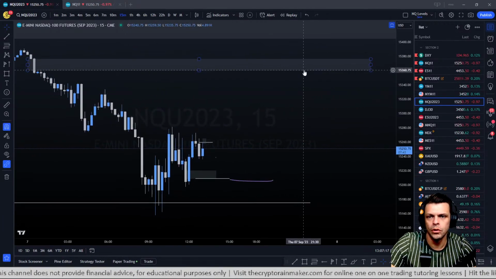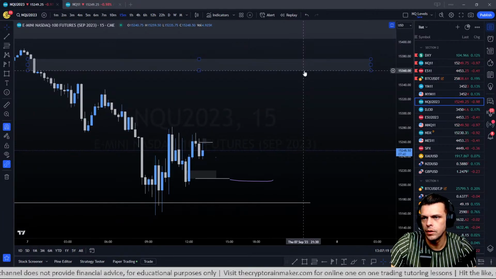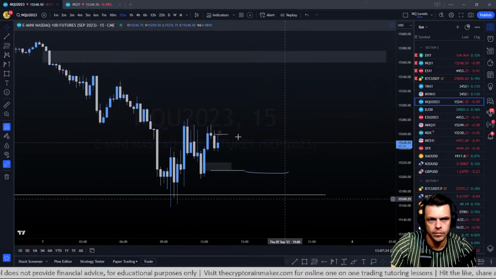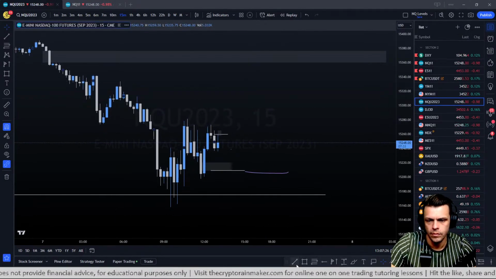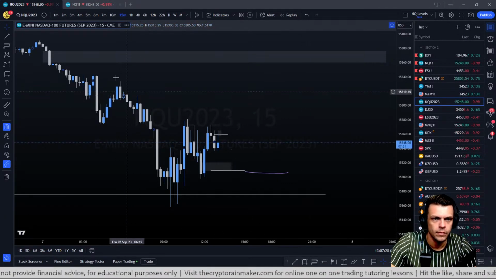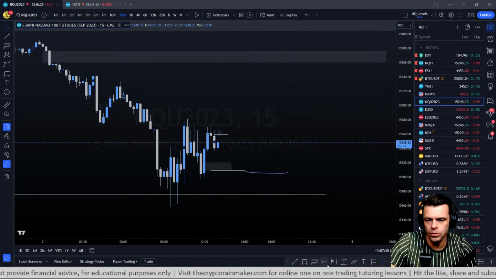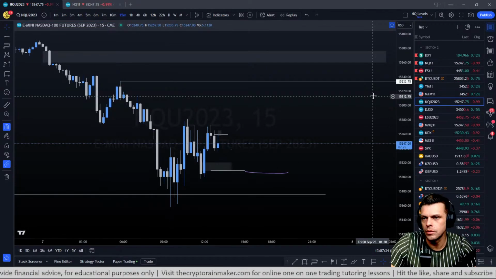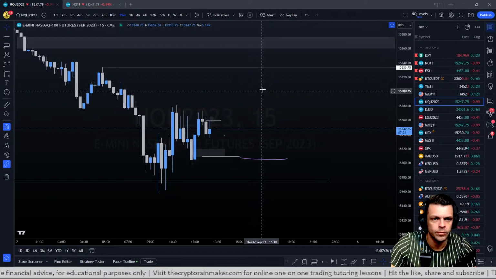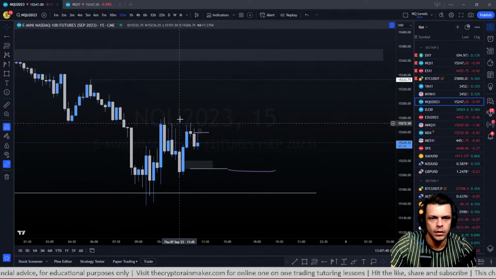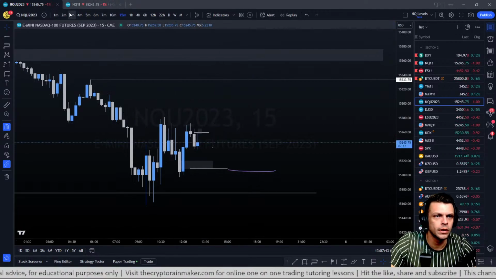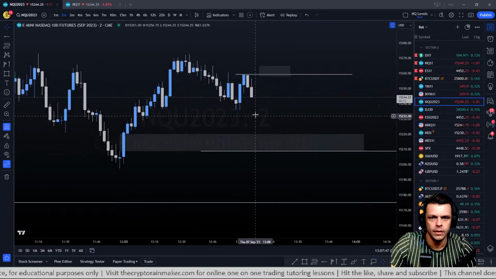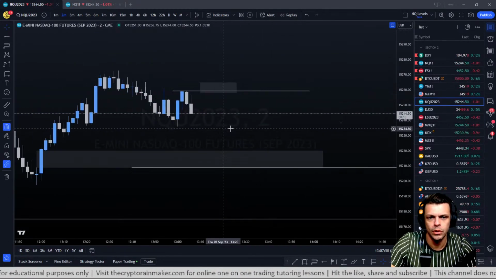Okay, that will be a good target right there at 15,360. That will also be a good target. 15,333. And also maybe that one right there. I think I'll take my first partial right there if we get the long entry. It looks like it's going to be a potential short entry.